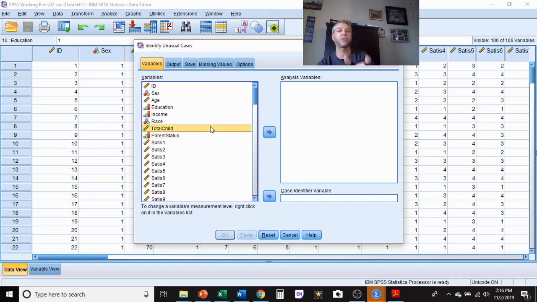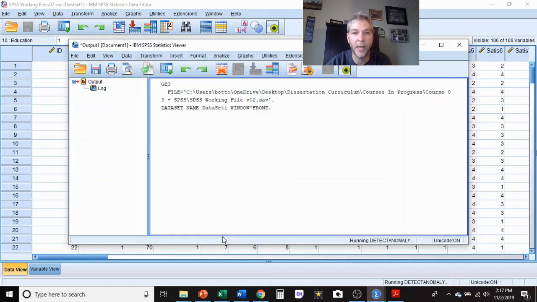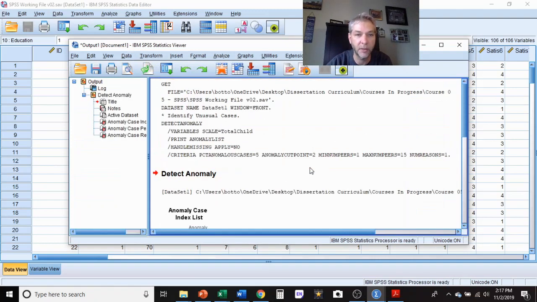So this is how many children do you have? That's the question that was asked of participants. Let's say we just want to look at that one, and we want to see if anything comes up unusual as far as these people here. I'm going to simply click OK. And again, it's going to tell us what we're doing. It's detecting anomalies.